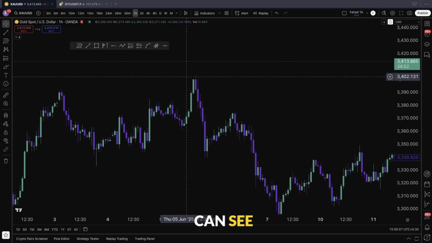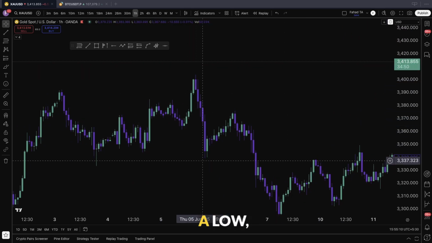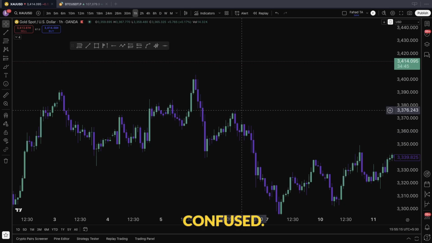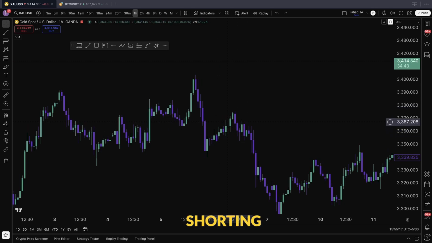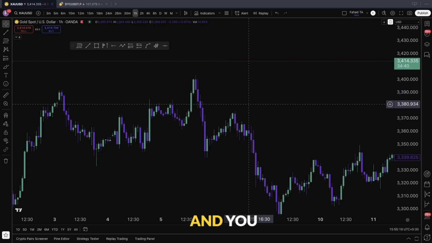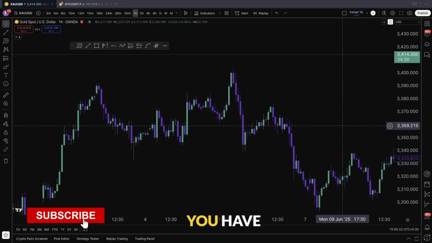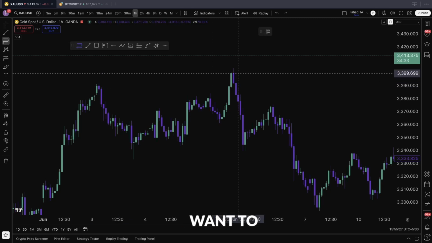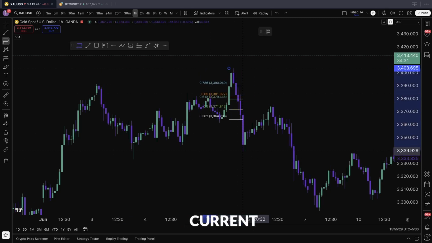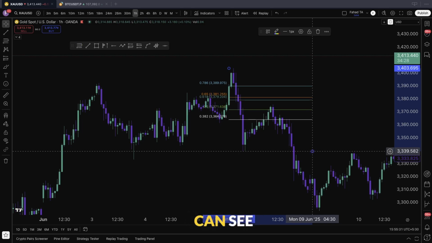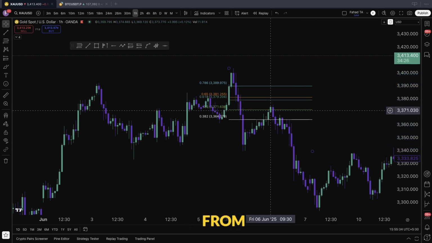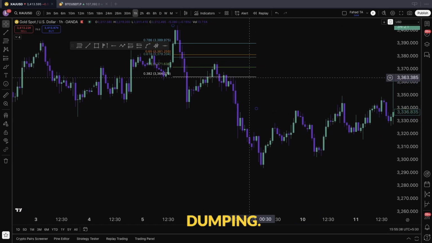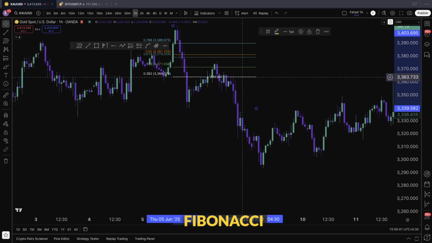Now here you can see you had a high, you had a low, and in a scenario where you were expecting a pullback but were a bit confused about where to get into a shorting position. Let's say you had a bearish bias and you wanted to short the market, but where would you have done that? In scenarios like this, again you can consider using Fibonacci. You want to mark the previous high and the current lows. When you do that, you can see exactly the market reversed from that 0.5 area of Fibonacci, and after that it just kept on dumping. That is how you use your Fibonacci in a dumping market.